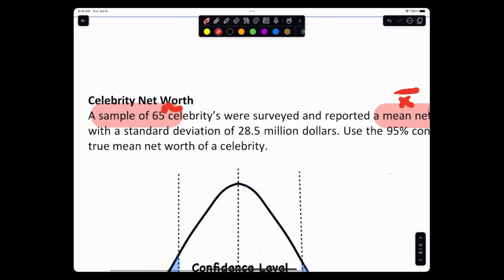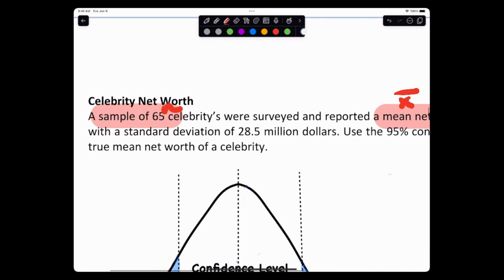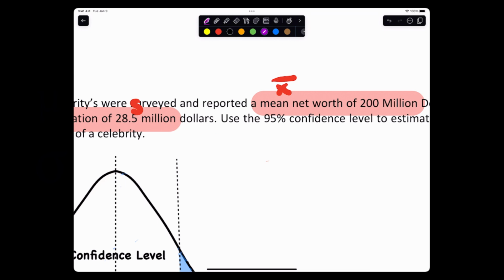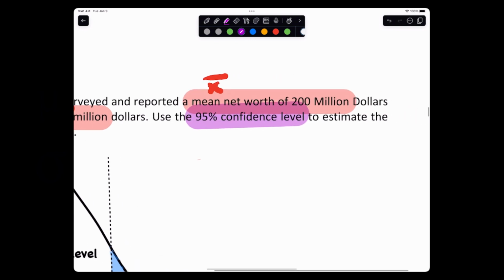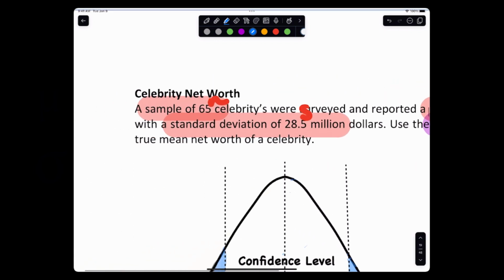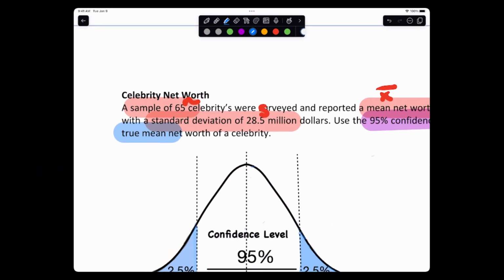All right. What's the sample standard deviation? How consistent is that number? $28.5 million. Use the what? 95% what? Confidence level to do what? To estimate the true what? Mean net worth. So this was only 65 celebrities. There's a lot more than 65.